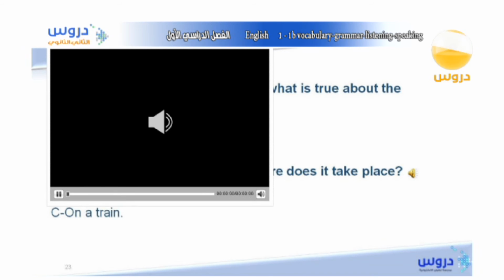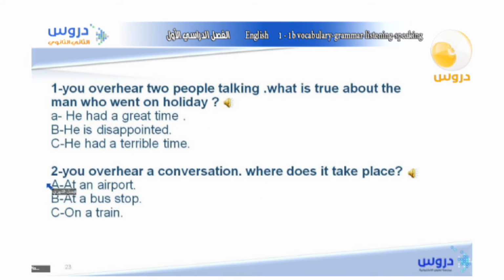Okay, let's check the answers now together. Number 1, he had a terrible time. Number 2, at the airport. Number 3, a person. And finally, number 4, some ingredients are the same in India and Saudi Arabia.